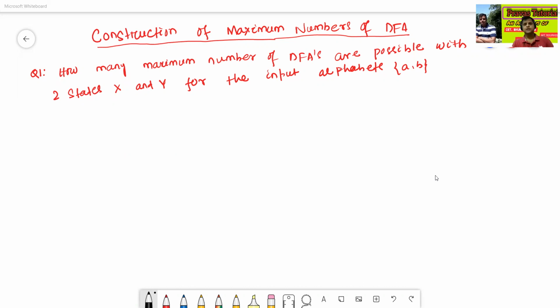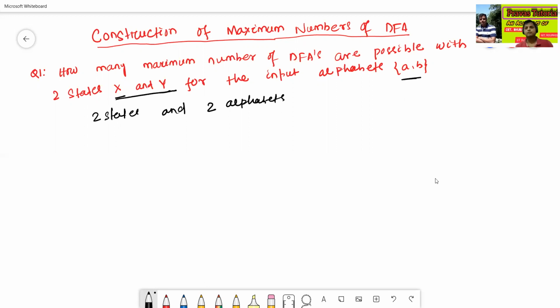So the first question is, how many maximum number of DFAs are possible with two states X and Y for the input alphabets A and B? Here two states are there, X and Y, and two input alphabets. So how many maximum number of DFAs are possible if two states are given and if two input symbols are given?